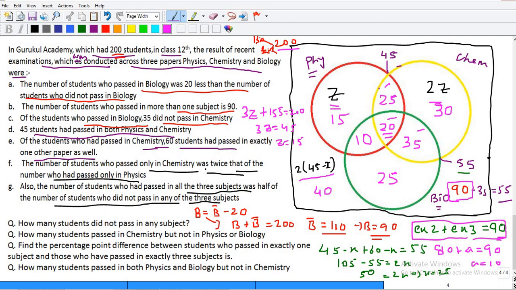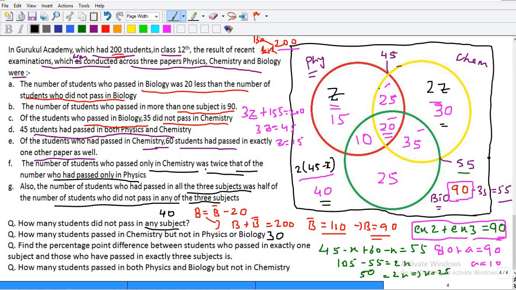Now you can quickly write all the answers, the answers to all the questions. Okay, let's see the questions then. Let me take a black marker. Now, the first question. How many students did not pass in any subject? There were 40 students, so the correct answer is 40. How many students passed in chemistry but not in physics or biology? That means only chemistry, which is 30. So the correct answer for question number 2 is 30.